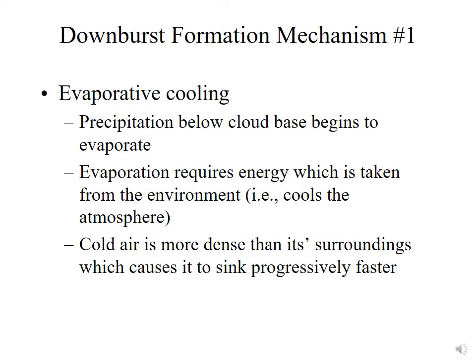So how do these downbursts form? Well, the first formation mechanism is the evaporative cooling below cloud base. So that precipitation falls into an area where the relative humidity is less than 100%. That evaporation will cool the air, making it more dense than its surroundings, which causes it to accelerate downward.